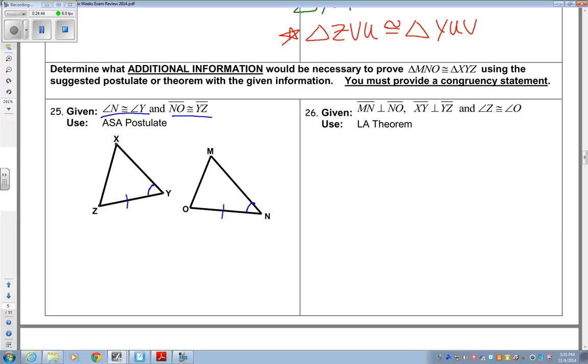We're trying to use angle, side, angle. Right now I have an A and I have an S. What is needed to have ASA? We would need angle Z to be congruent to angle O.